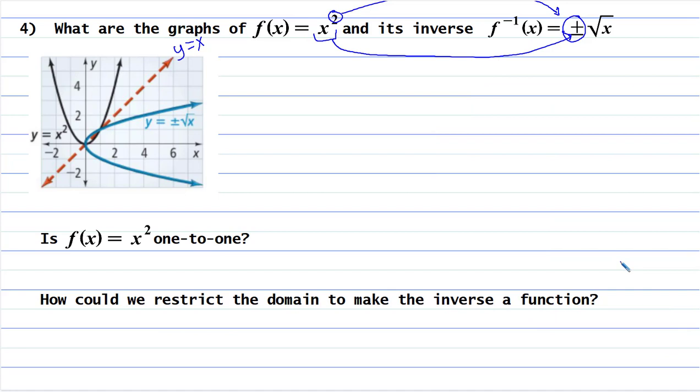So it is reflected over that y equals x line. We know it's 1-to-1 if it will pass both a horizontal line test and a vertical line test.